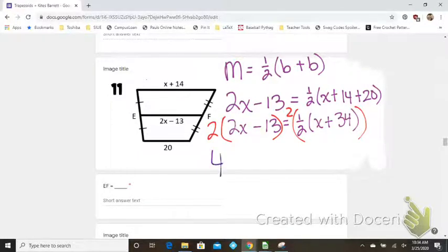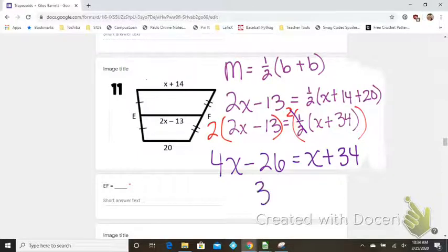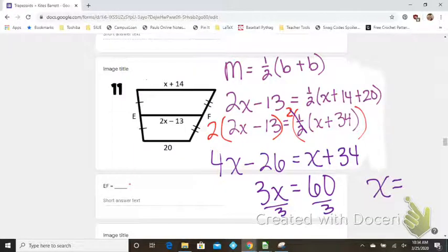So this would become 4x minus 26 equals, on the right side, the 2 and the 1/2 just cancel each other out, so you have x plus 34. From here, you're probably good to go. Subtract x from both sides, add 26 to both sides, so you would get 3x is equal to 60. Divide by 3. We should have x equals 20.